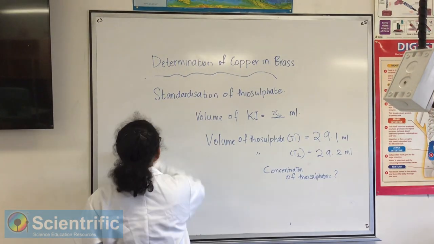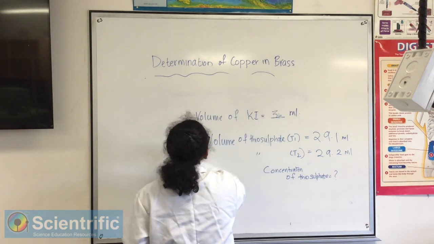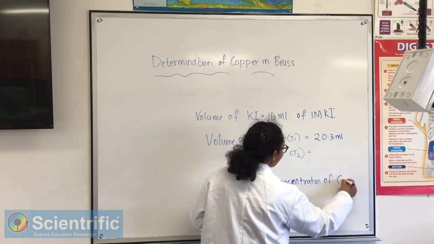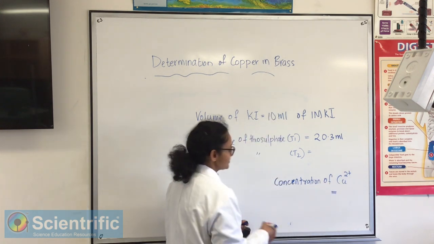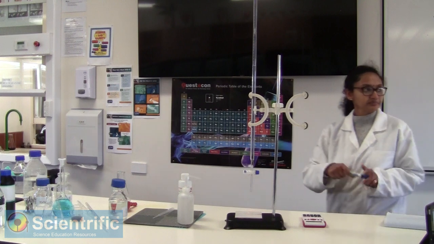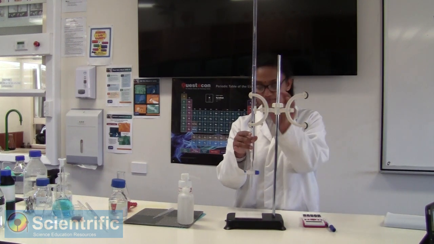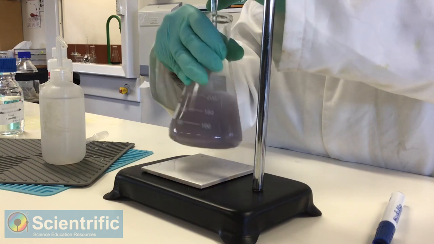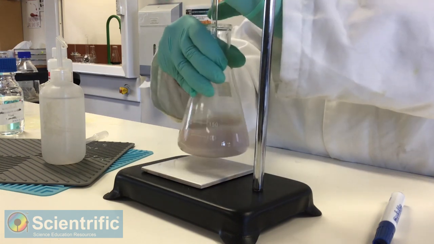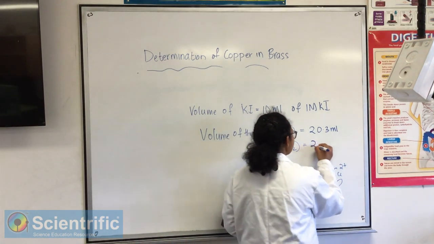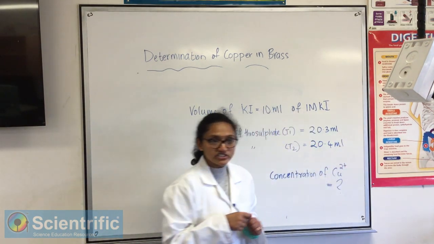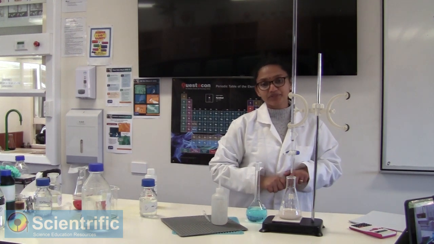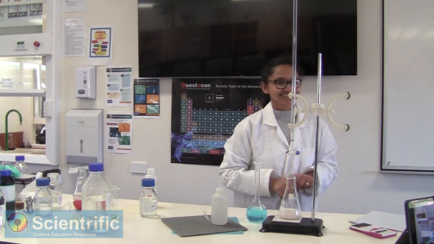So now this is not standardization of thiosulfate anymore. It is determination of copper in brass. The main aim of this titration would be finding out the concentration of the copper ions in solution. So this is a question for you. And let's start this again. Yay! And we got 20.4 mils. So you average it out and take it. So hope that's useful, and hope you do a good job on your report. Thank you guys.